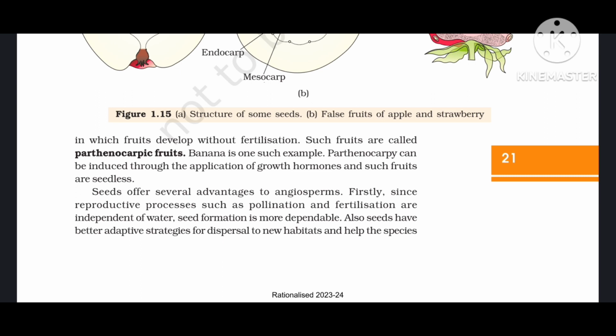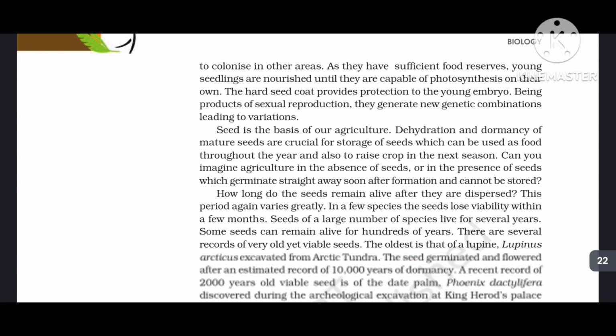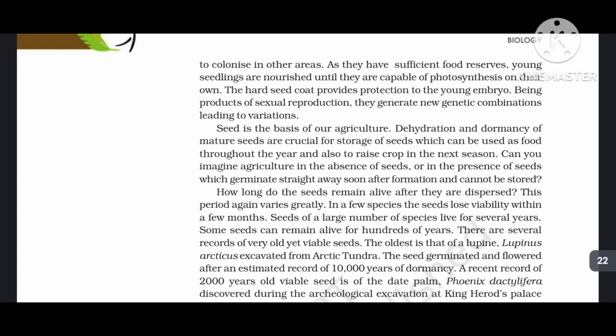Can you imagine agriculture in the absence of seeds, or in the presence of seeds which germinate straight away soon after formation and cannot be stored? How long do the seeds remain alive after they are dispersed? This period again varies greatly.